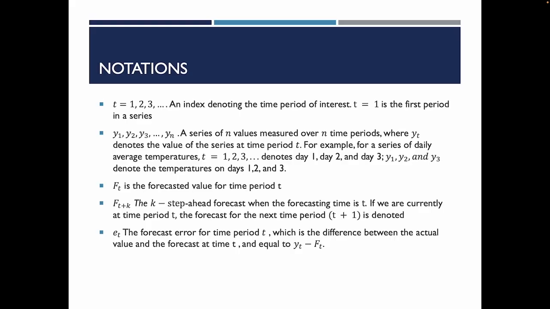And there's a difference between the forecasted value and the actual value, because if you plan to do some forecasting for next year, you're going to have a forecast value. Then next year, we're going to have the actual value. The difference between these two values we call the forecast error. So the forecast error is the difference between the actual value and the forecast at time t, which is yt minus ft.